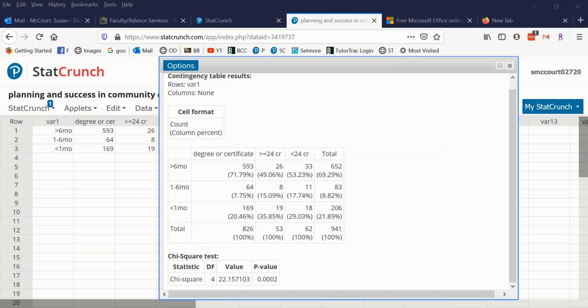In the case of chi-squared, null hypothesis means there's no connection. So they are dependent upon each other, whereas the alternative is they're independent. So because the p-value is less than 0.01, and that was alpha, then they're independent. That's our conclusion.